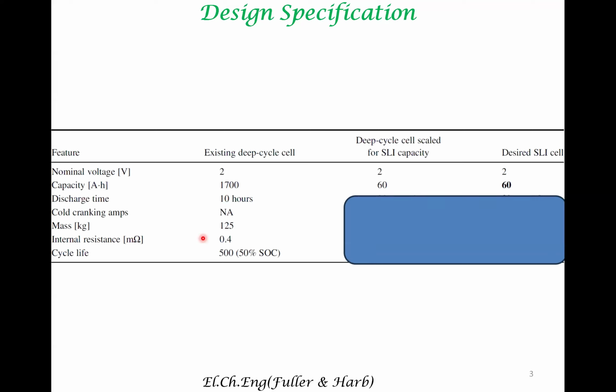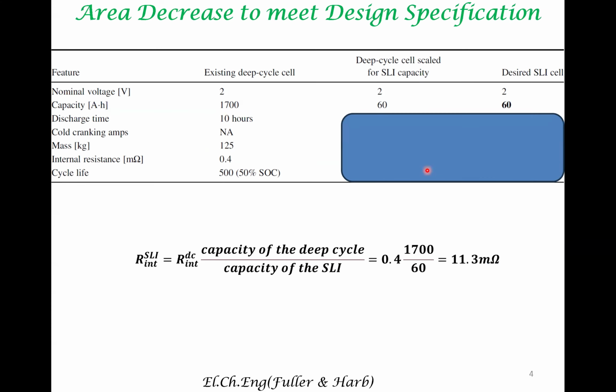So we want to use the same chemistry, so the nominal voltage is the same, to design an SLI battery. How do you modify this kind of battery to an SLI battery with much lesser capacity, only 60 ampere hour? We will try to use these specifications to get to the desired SLI battery. How do we go about doing this?